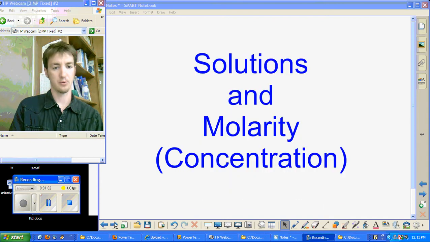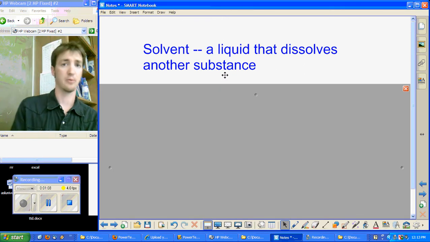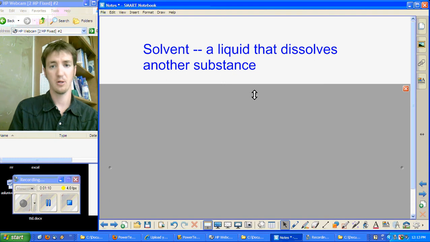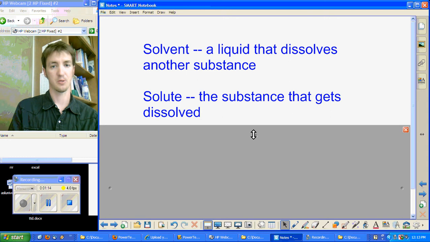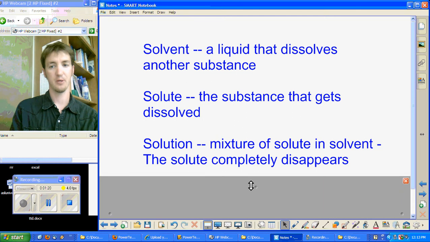Alright, so just to understand the vocab of things, a solvent. We're going to be throwing out the word solvent. The video has a lovely way for you to remember that: water from event. It's the liquid that dissolves another substance. A solute is the substance that gets dissolved. A solution is a mixture of a solute in a solvent.